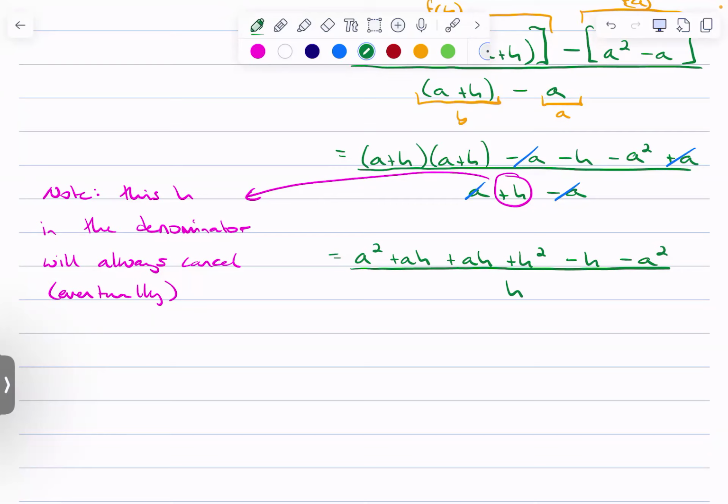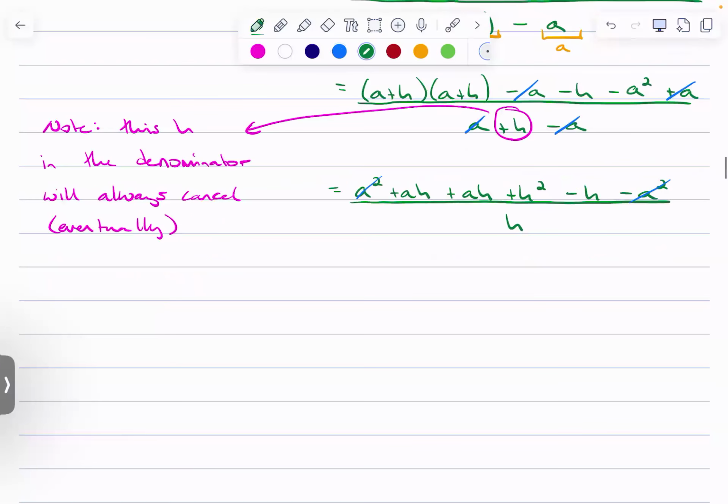I can simplify a little bit. I see an a squared minus a squared. That's nice, just like I foreshadowed. I have a lot of h's in here, so let's simplify a little bit. I have 2ah plus h squared minus h, over h.